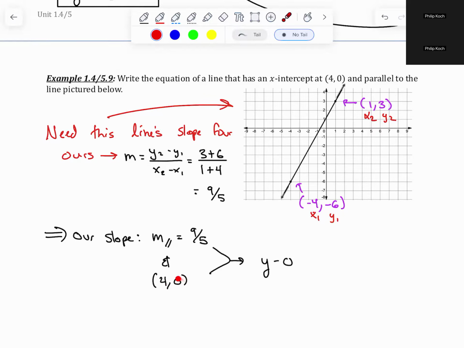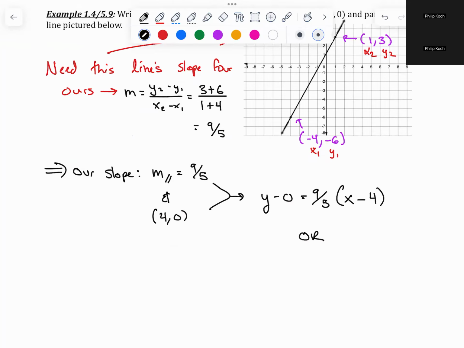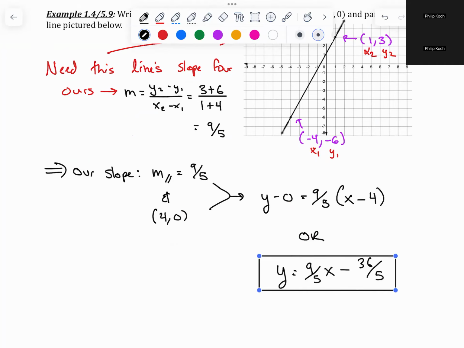So y minus y sub 1 equals m, which is 9/5, times x minus x sub 1, which is 4. Or, luckily for us, there's no needing to move anything over because we're just subtracting 0. So you get y equals 9/5 x minus 36/5. Either way is fine. There you go.